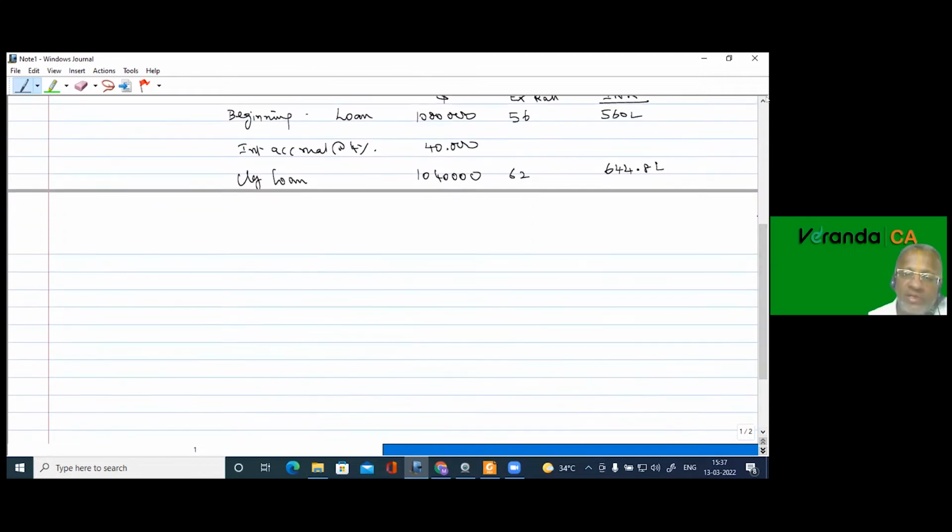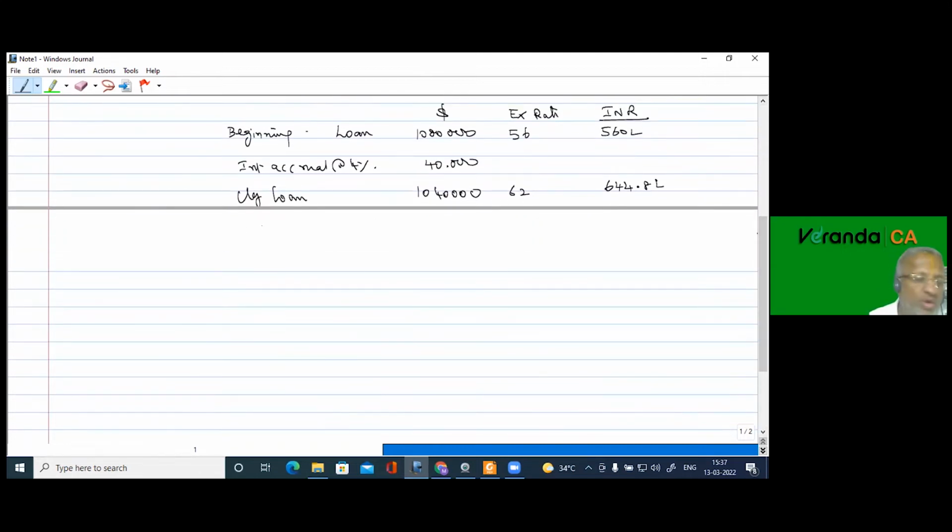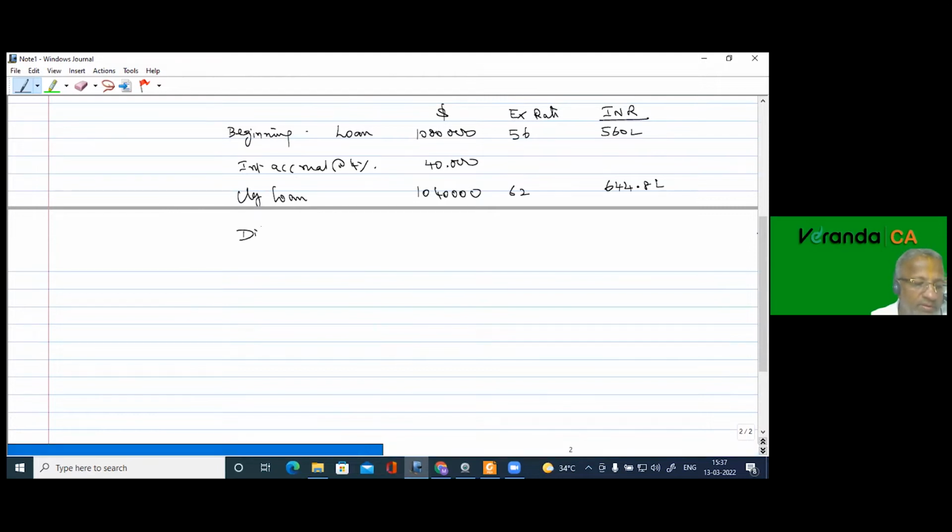Can we consider the difference in the loan amount? How much is that? Is it 84.8 lakhs that can be considered as borrowing cost? Can the exchange difference be taken up as borrowing cost? Is the question.